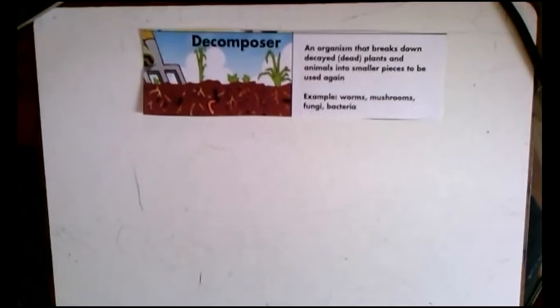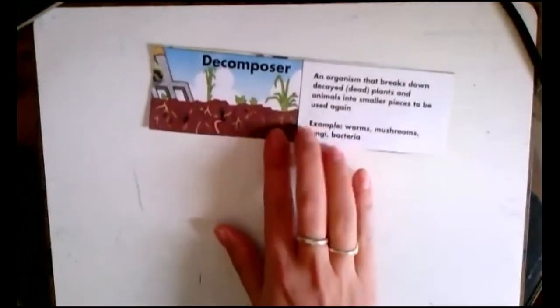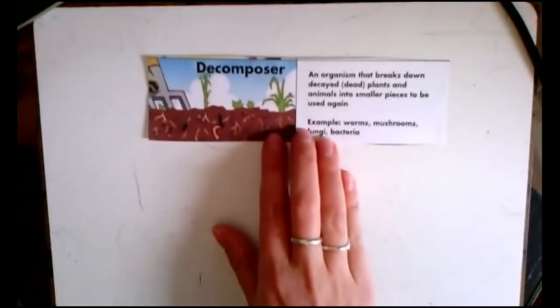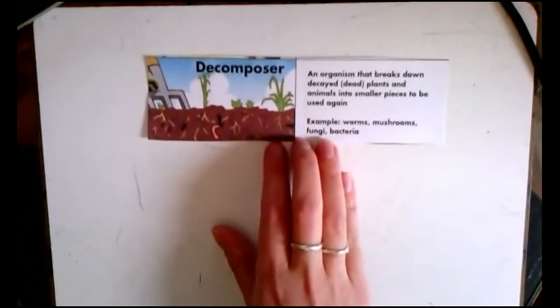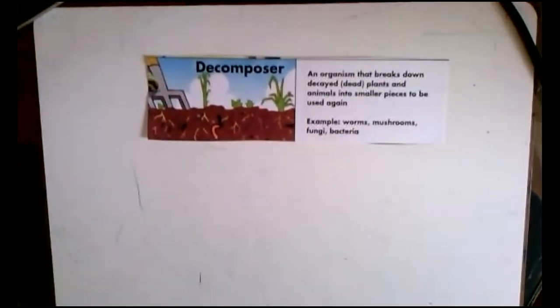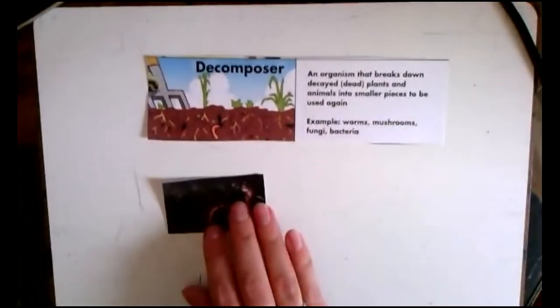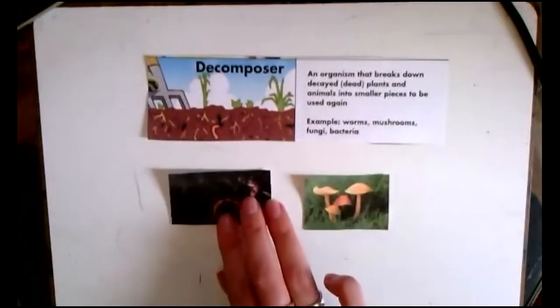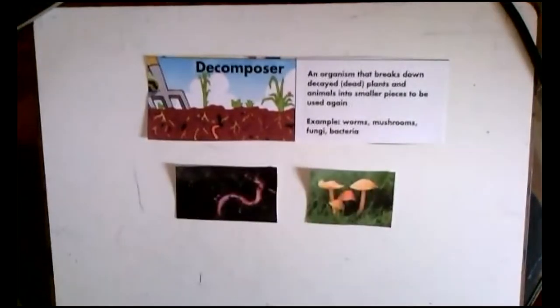Other organisms outside of producers and consumers include decomposers. Decomposers are organisms that break down decayed or dead plants and animals into smaller pieces to be used again. So for example, earthworms and mushrooms or other fungi are considered decomposers. They are also an important part of our food chain because they help that cycle start again.